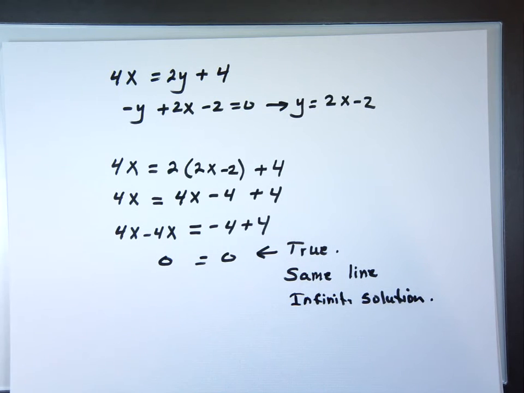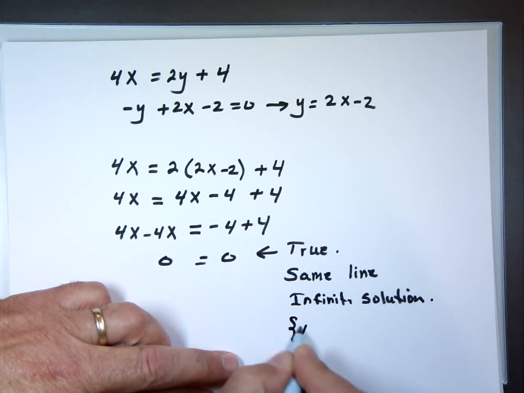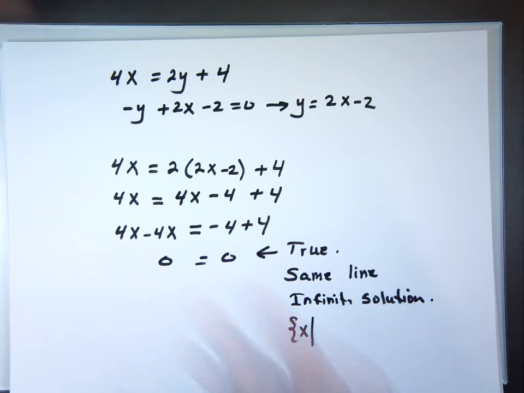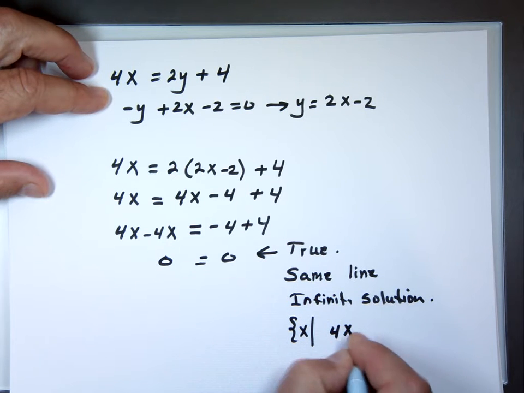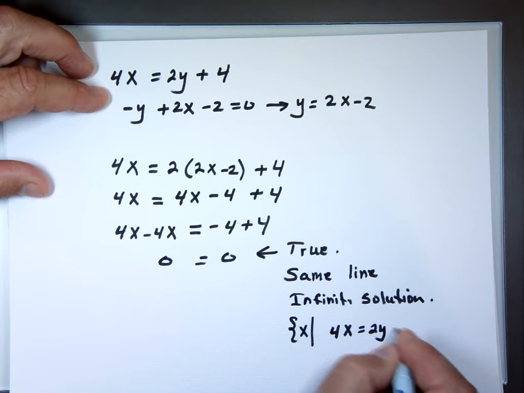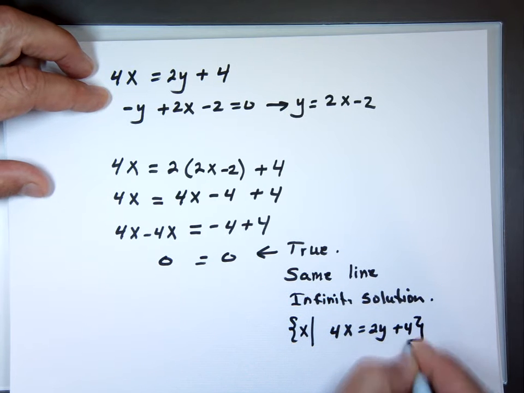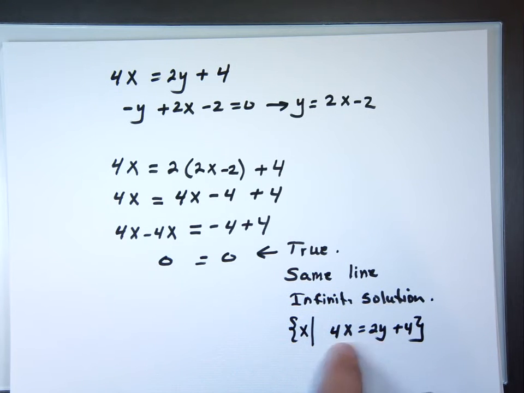We have an infinite solution. Any point on the line. So instead of just saying infinite solution, a lot of times what we write for a solution, we go x such that, and we just take one of the equations and write it down. And what that means, anything that actually satisfies this one, any x value that's on this equation will also be on the other one. Just write the name of that equation.